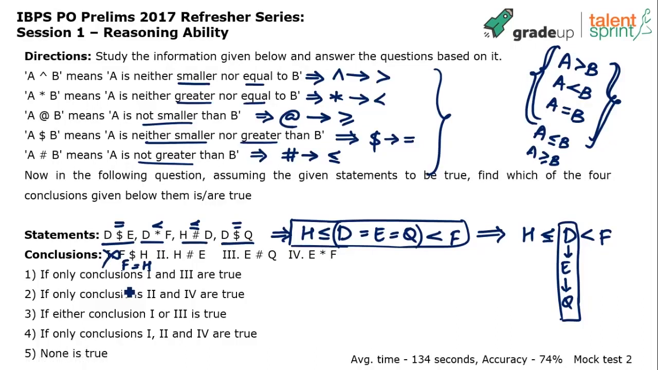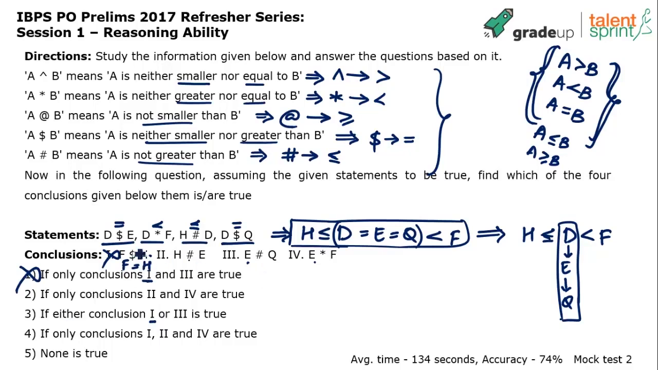So I think what I would do is eliminate the options immediately. I will not even go for conclusion 2, conclusion 3 and conclusion 4, because some of the options can be eliminated directly. See, it says only conclusion 1 and 3 are true. Is conclusion 1 true? No. So first option is wrong. Conclusion 1 is definitely wrong. He says either 1 or 3 is true.